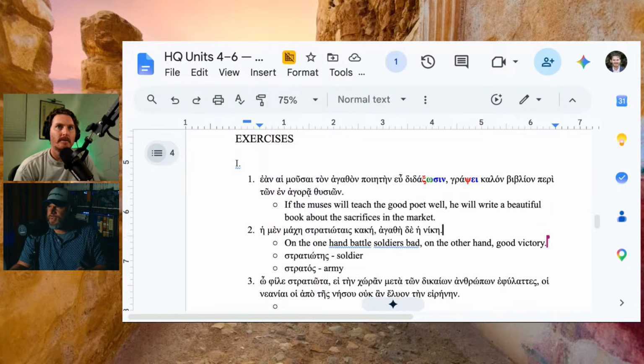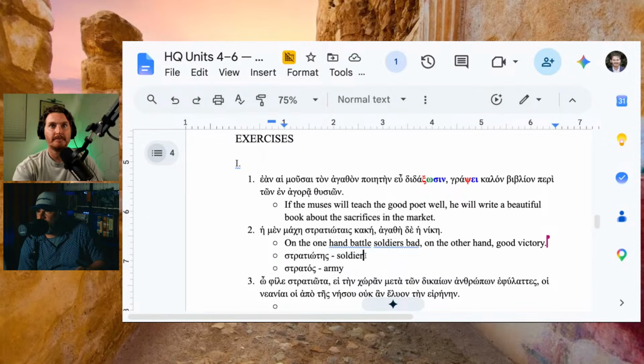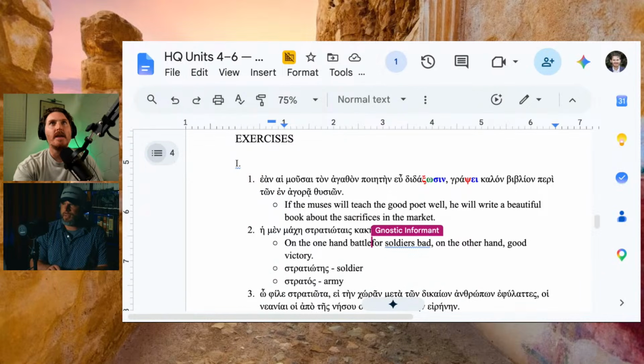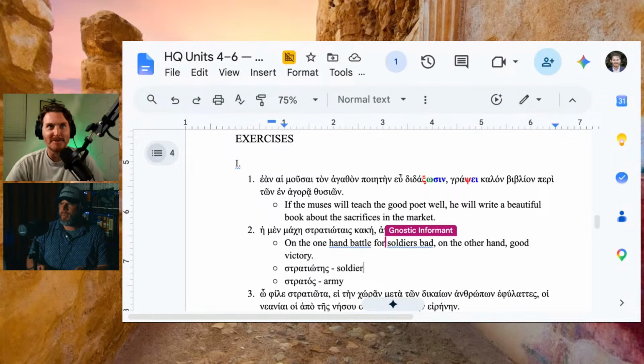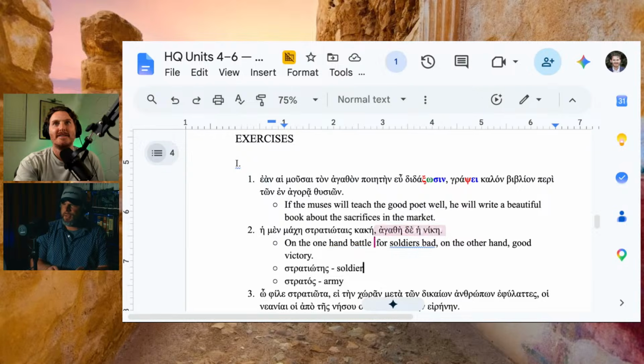soldiers. In what case are the soldiers in? Stratiace would be a dative. Dative. So on the one hand, to the soldiers, right? Not quite. It's for them. It's their condition. How was the battle for the soldiers? Was it a good battle for the soldiers, or was it a bad battle? Bad for soldiers. Yeah, that was not a good battle for the soldiers.